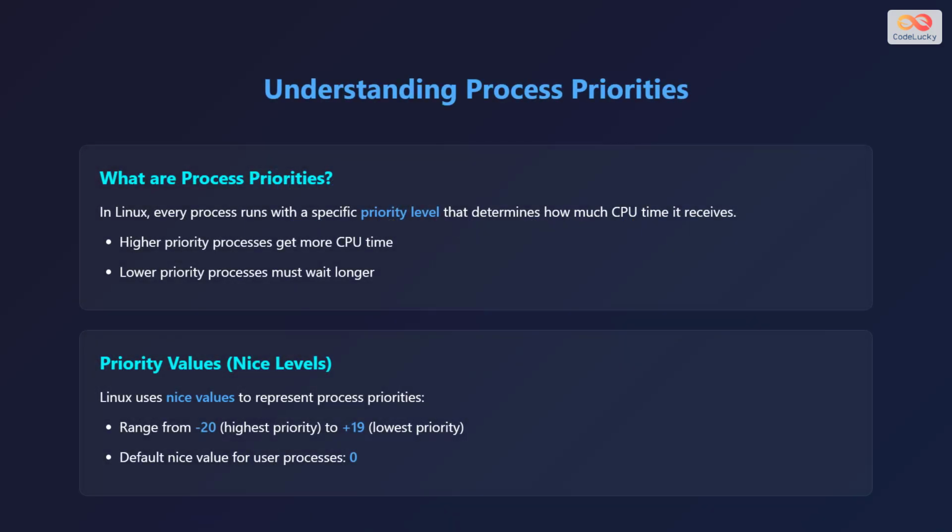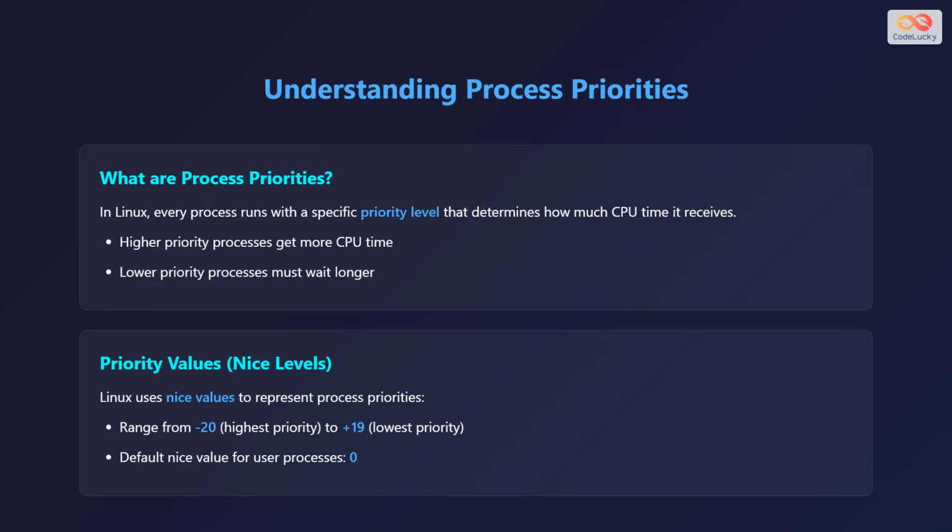In Linux, every process runs with a specific priority level that determines how much CPU time it gets. Higher priority processes receive more CPU time, ensuring they run more efficiently. Lower priority processes have to wait longer, which is ideal for background tasks.